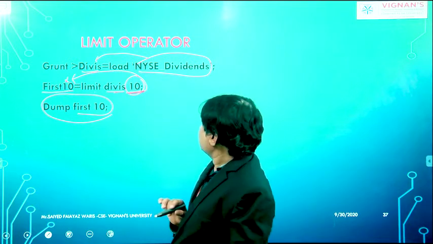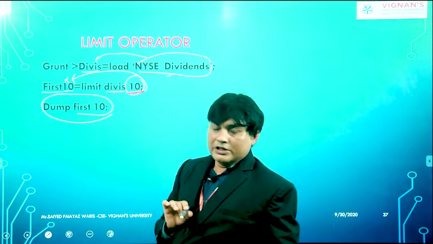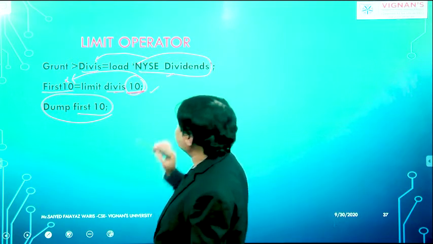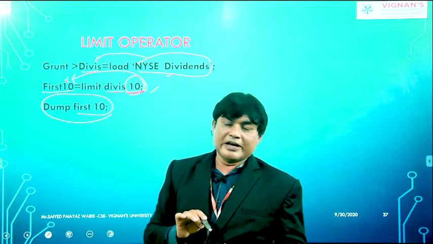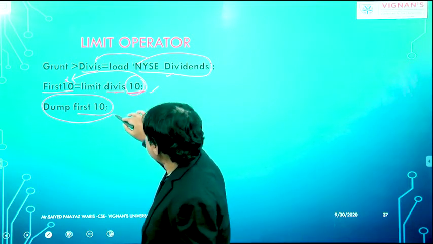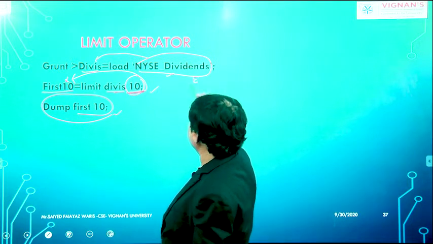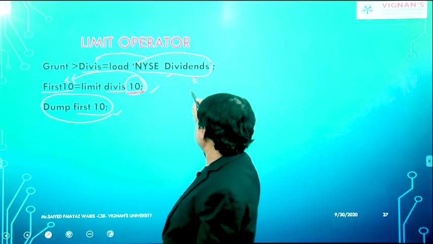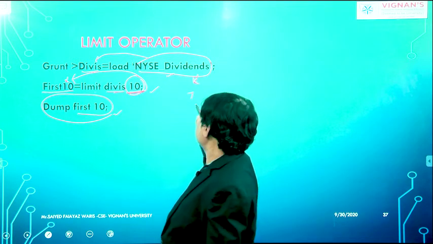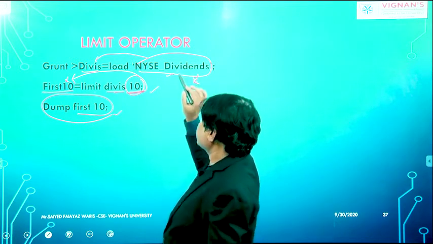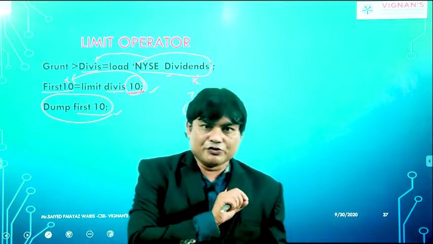So here you are loading the data. Here you are doing some transformation of the data. You are taking only 10 records from the bulk amount of files, and then you are displaying the results. So here loading takes place, here transformation takes place, and here the results are stored.